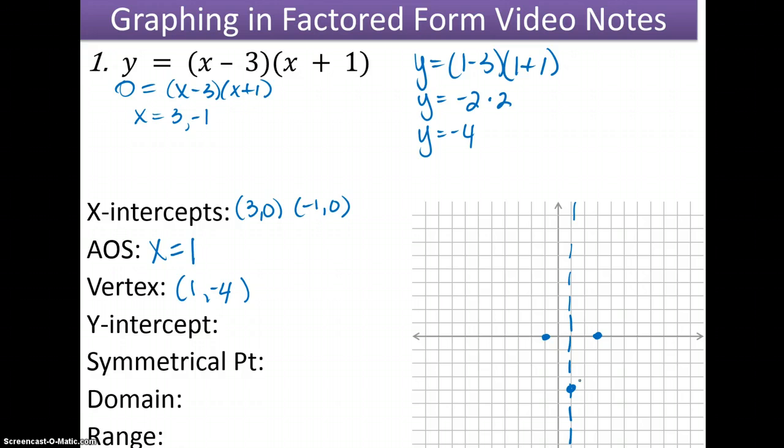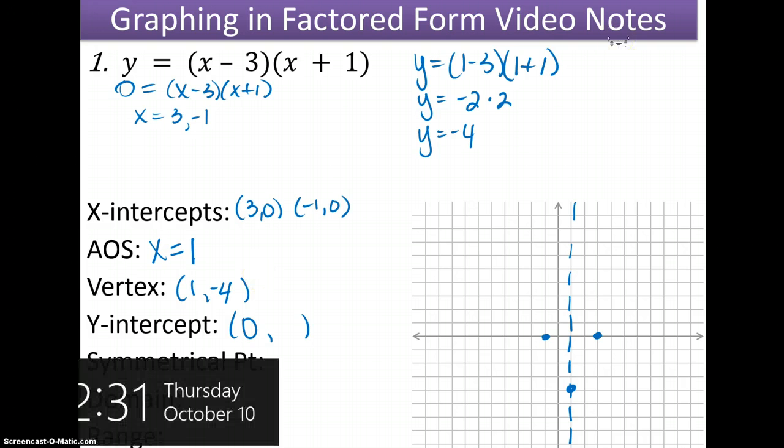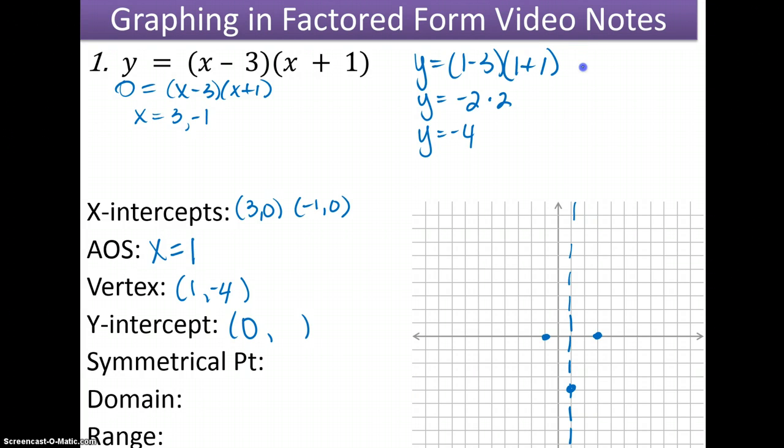Okay, the last thing I'm going to find is the y-intercept. Remember that the y-intercept is always on the y-axis and always has an x value of 0. So (0, something). Well, just like we did over here, if we have an x value, we can plug it in to get the corresponding y value. So this time, I'm plugging in x equals 0. So y equals (0 minus 3) times (0 plus 1), which is -3 times 1. The y-intercept is at (0, -3).